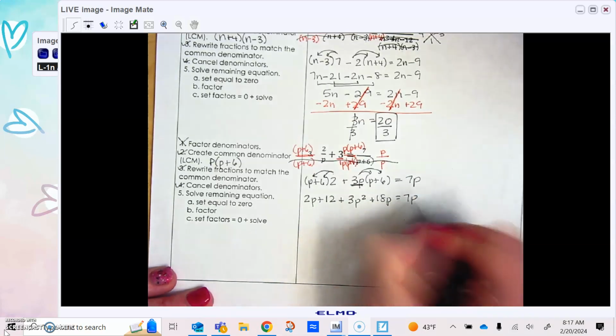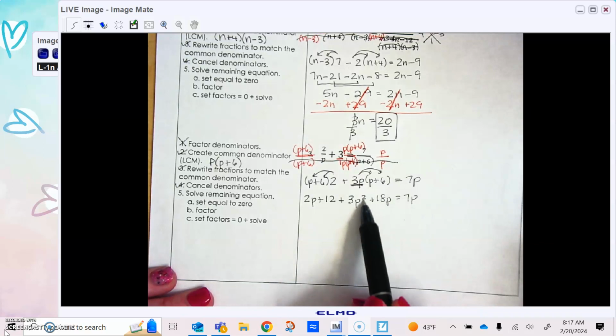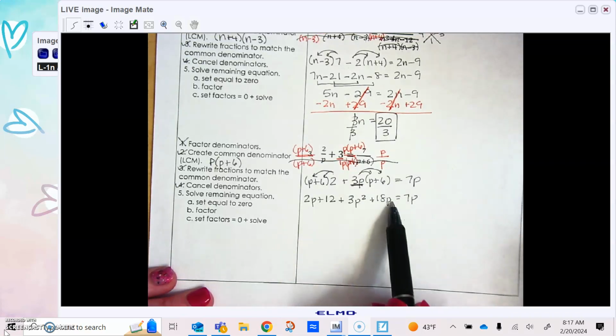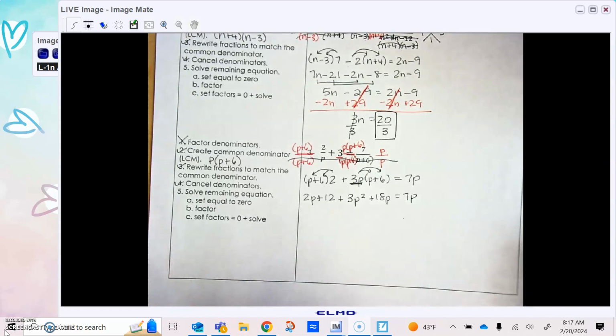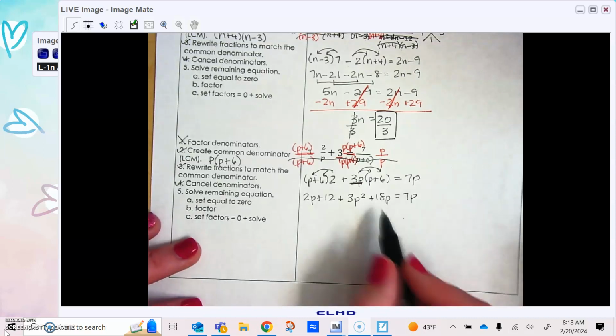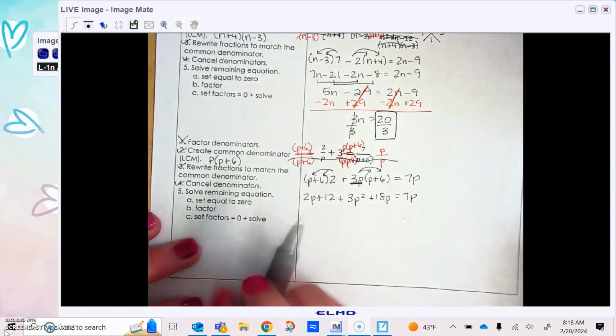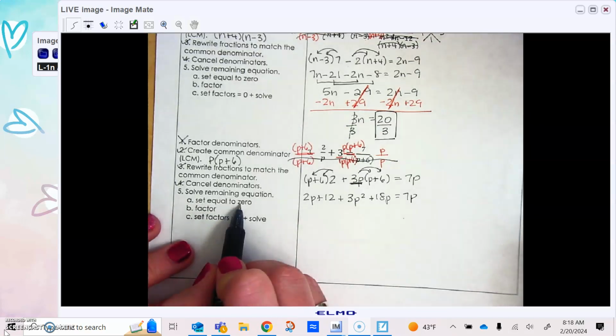Now I want you to notice we have the situation again where there's a squared variable and a regular variable. We are probably going to have to factor. It sometimes happens that one of the variables will cancel out completely, but usually we end up having to factor. So let me say that means setting equal to 0.